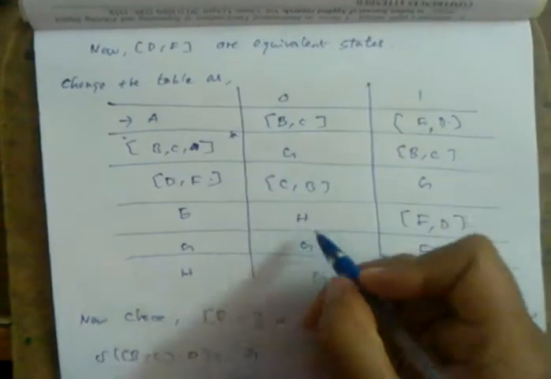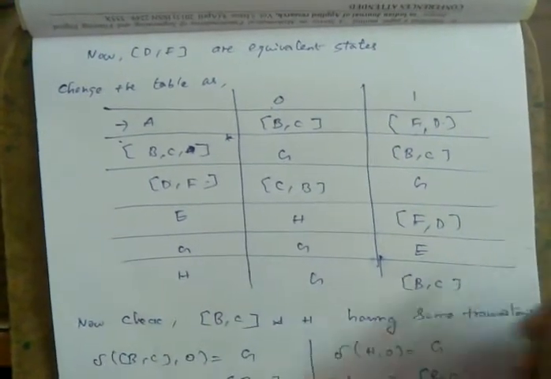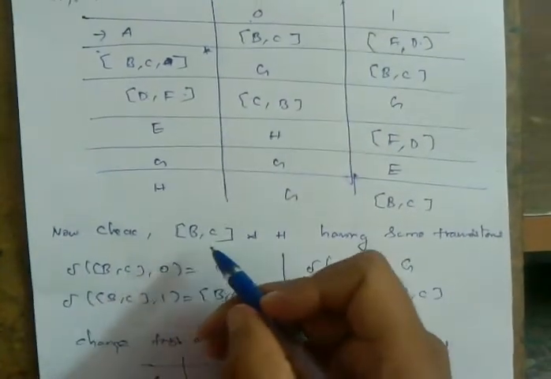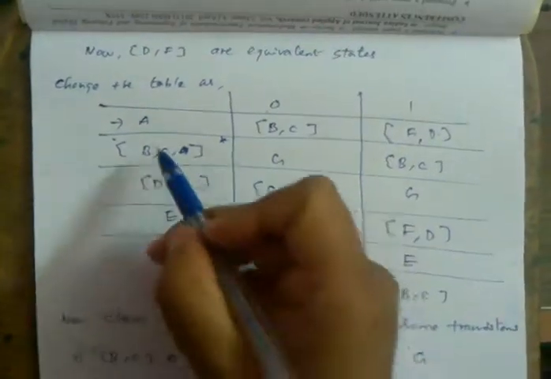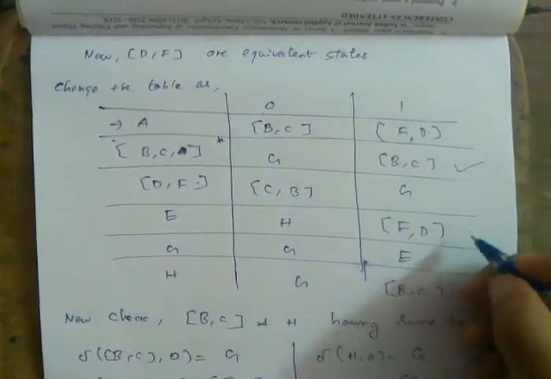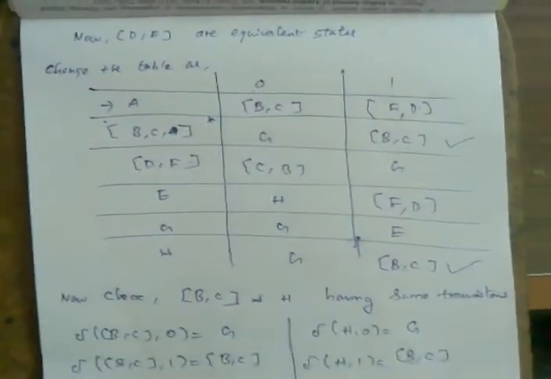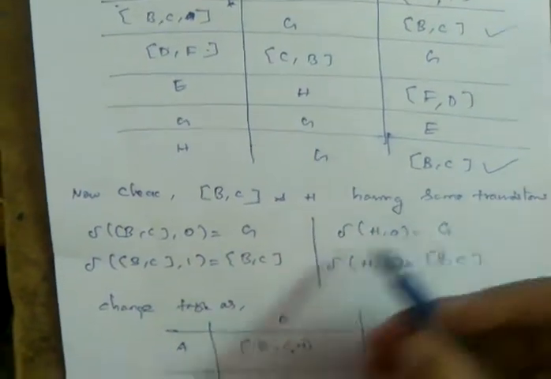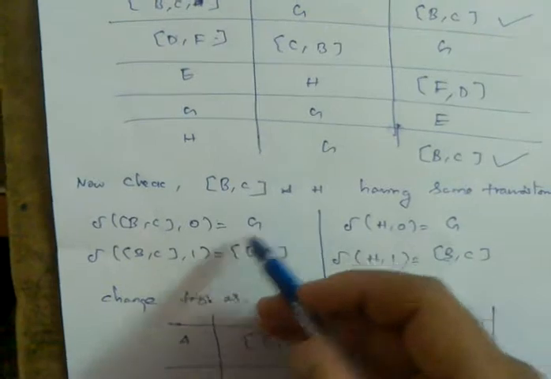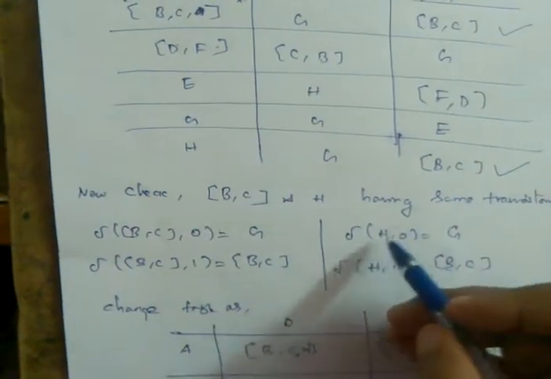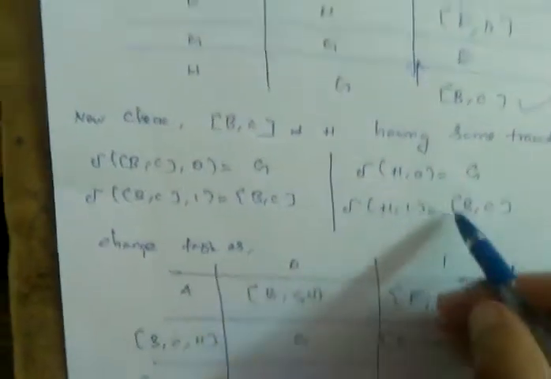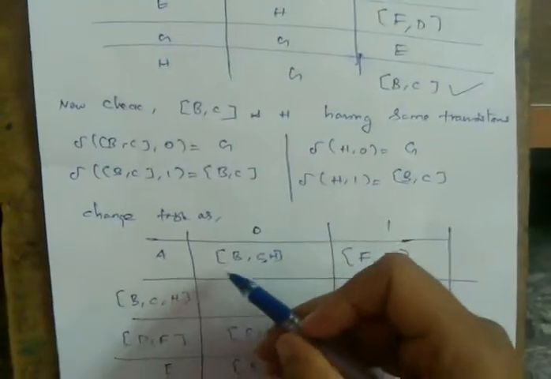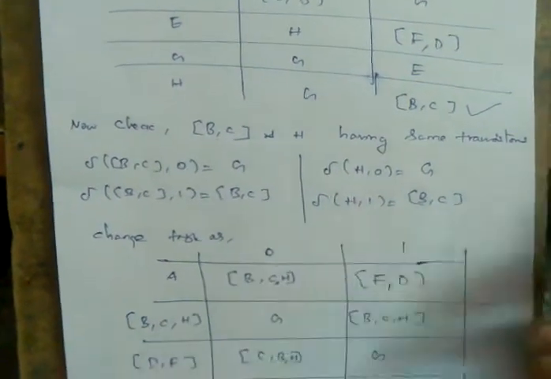So we find, right, now check B comma C and H having the same transition. So B comma C and H states have the same transition. On 0 getting G, B comma C, and on 1 getting B comma C. Likewise for H: G, B, C. So both B comma C and H are equal. So we just change B, C and H as BCH, right?